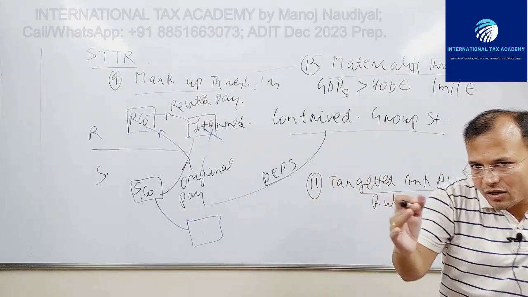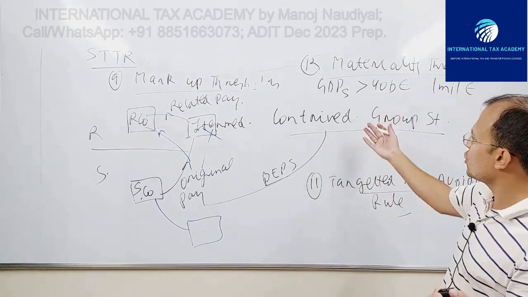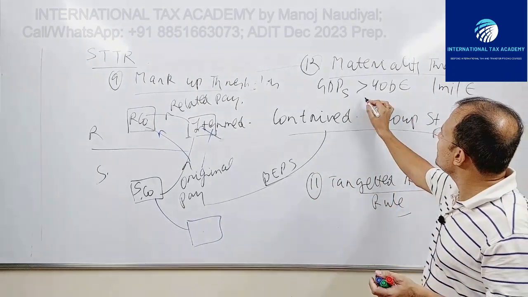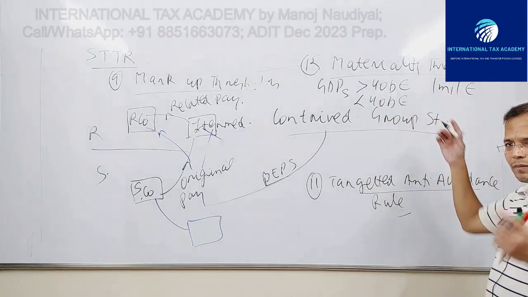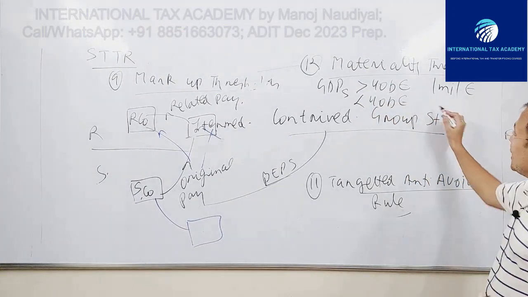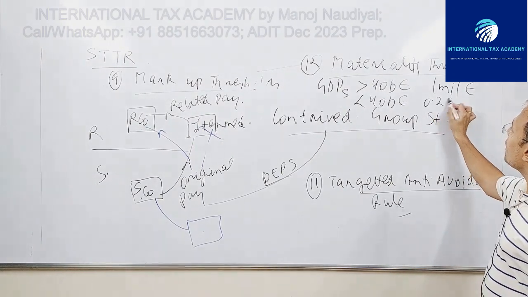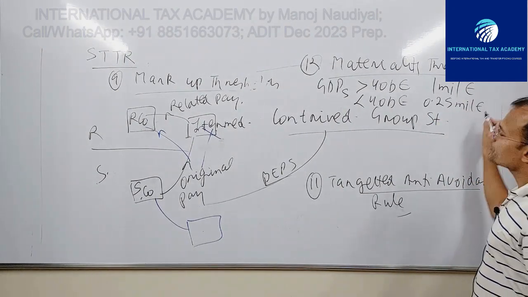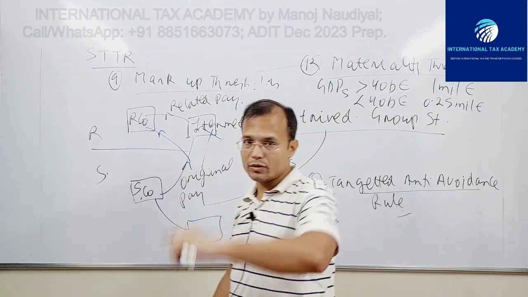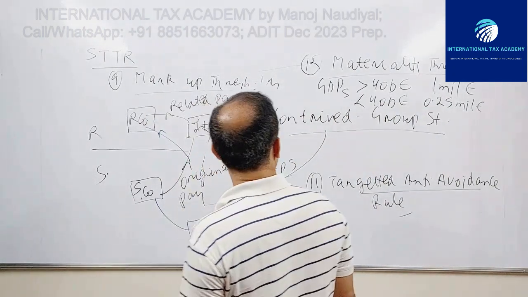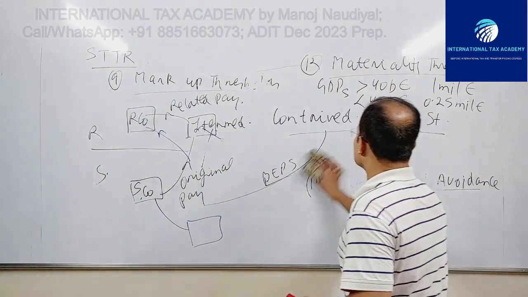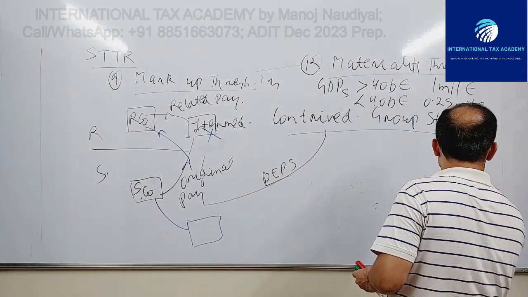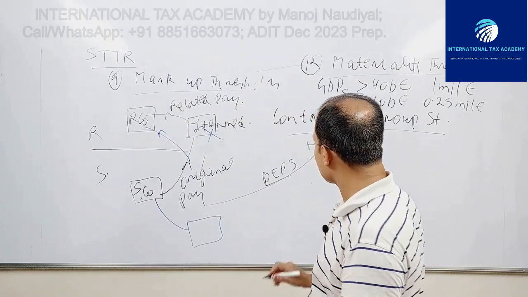For still smaller economies, I mean those economies whose GDP is less than 40 billion euros, the size of the covered payment is 0.25 million euros. Materiality thresholds. Twelve. Thirteen is application of STTR to PEs in the state.